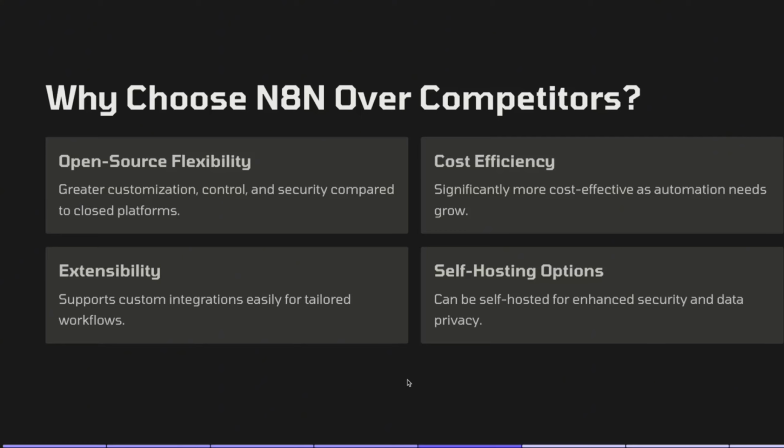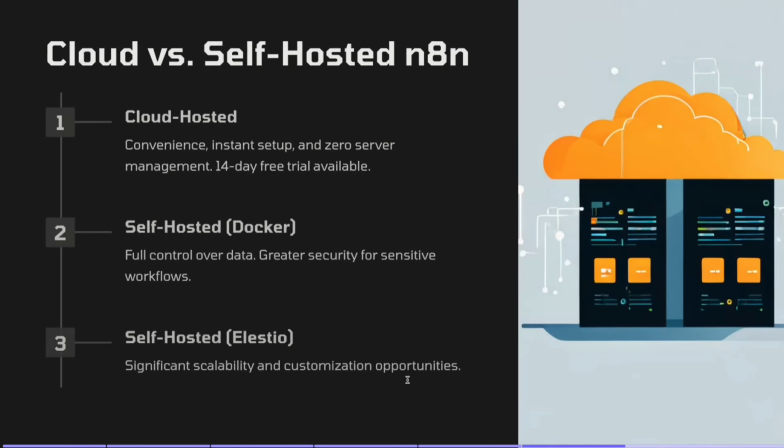N8N also offers open source flexibility, so you can download it and run it completely for free locally, which other competitors do not allow. N8N also natively offers over 400 different connections to the applications you are using. If it does not natively offer it, then with no code, we can easily set up paths to those applications as well.